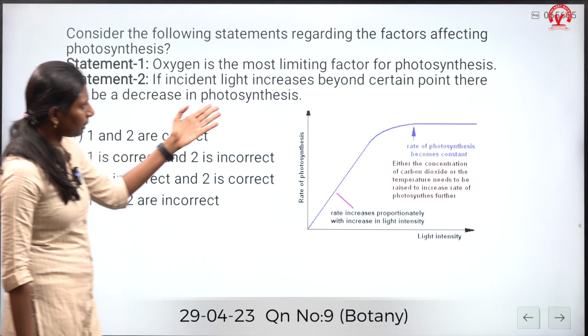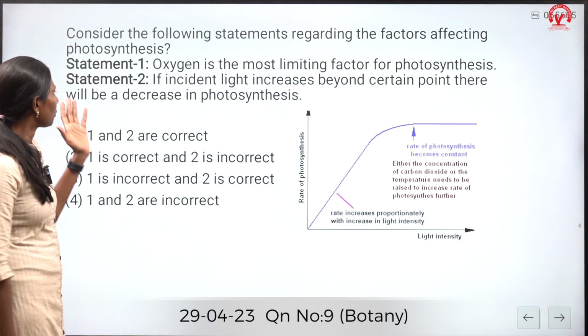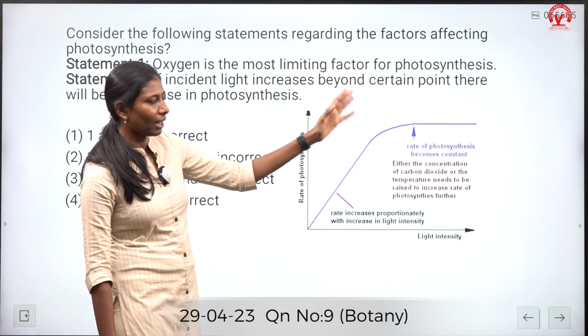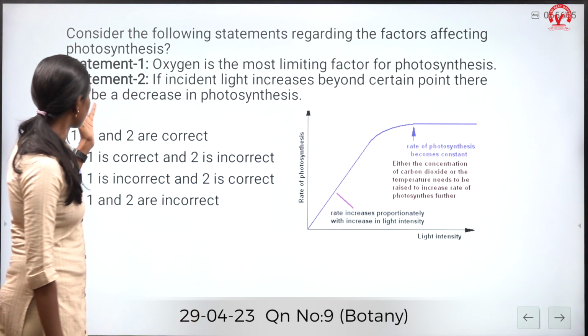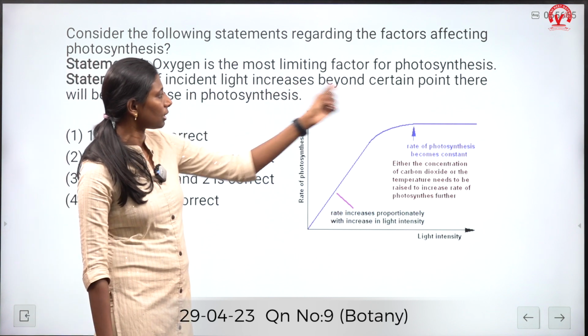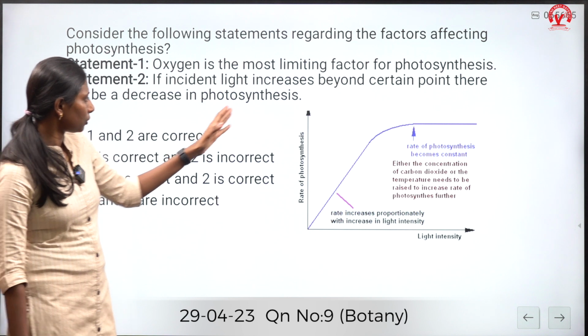Consider the following statements regarding the factors affecting photosynthesis. So they are given two statements. Statement 1 is oxygen is the most limiting factor for photosynthesis. Statement 2 is given as if incident light increases beyond a certain point, there will be a decrease in photosynthesis.